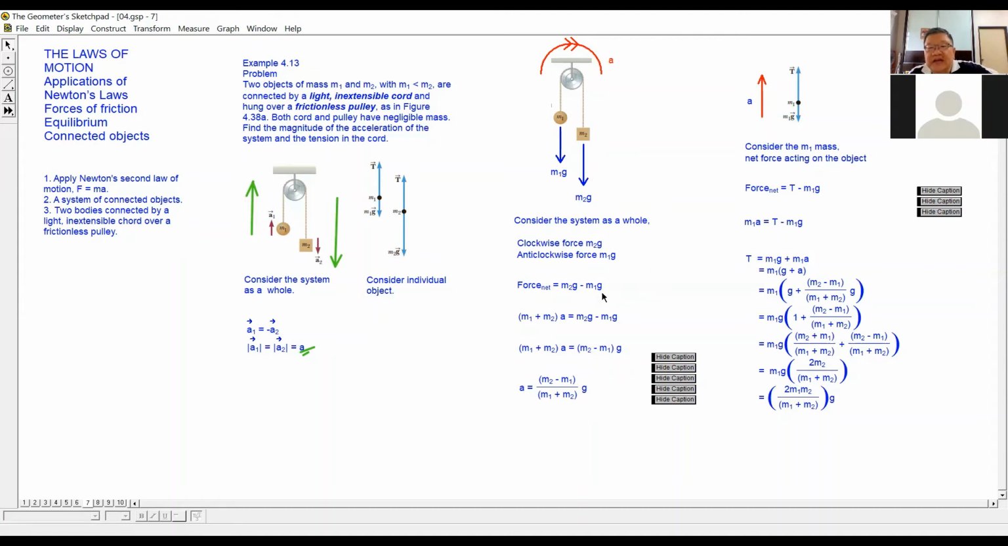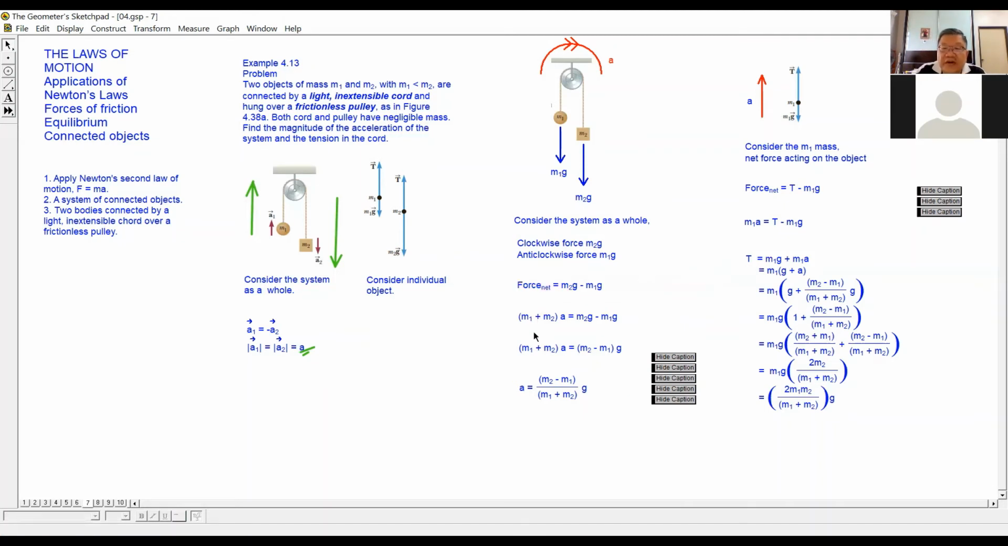So we start by writing M2G minus M1G. Because M2 is bigger, it will win, right? Because it's bigger, so we start with M2 minus M1. And that will be the net force. So the net force is M2G minus M1G.